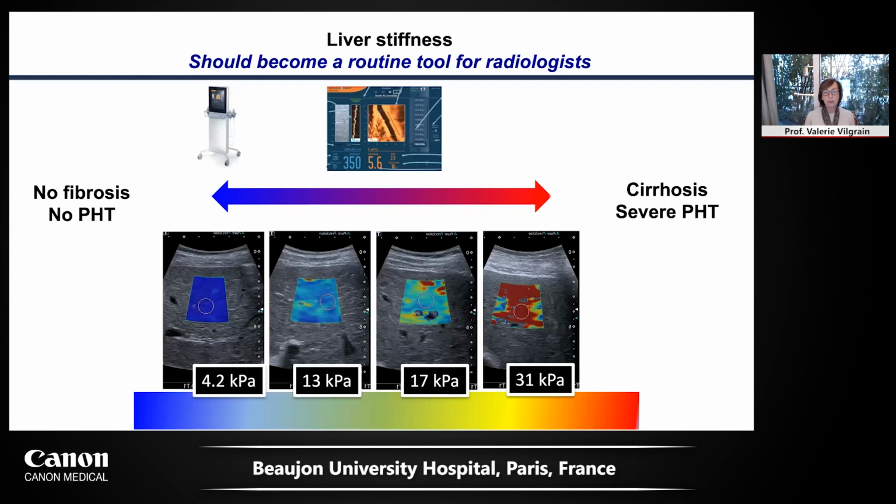Now we have several ultrasound-based techniques, including the Aplio developed by Canon, that allows not only to assess the liver stiffness in one point, but to give you a 2D map. And we can see here 4 different patients with increasing liver stiffness, from the normal one in dark blue to a patient with a cirrhosis with a mixed color and mostly red.